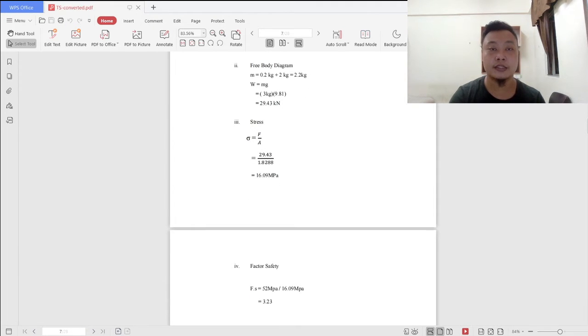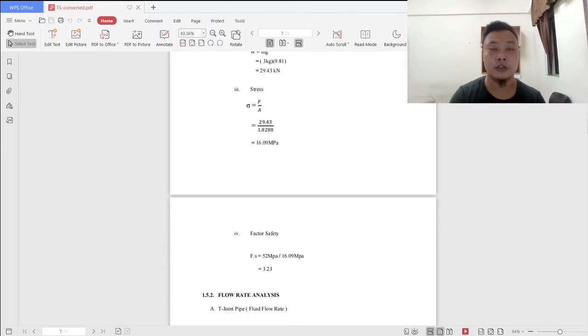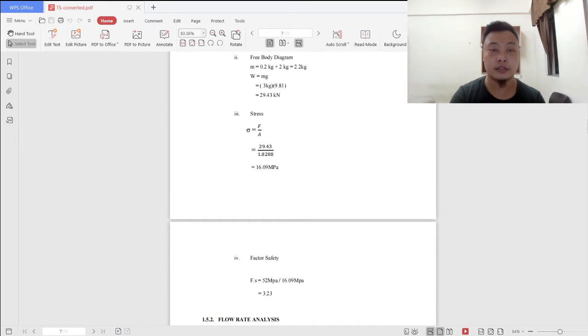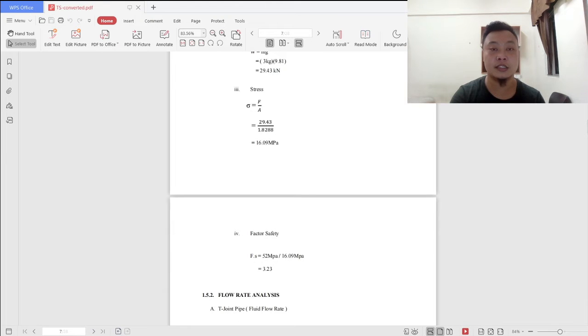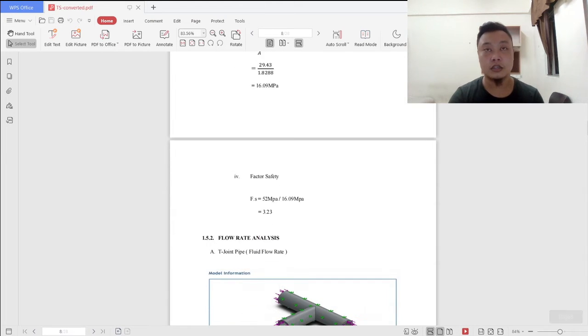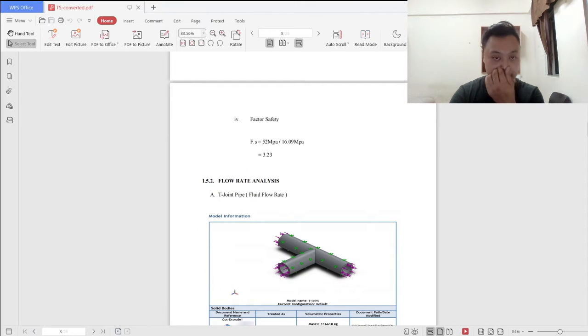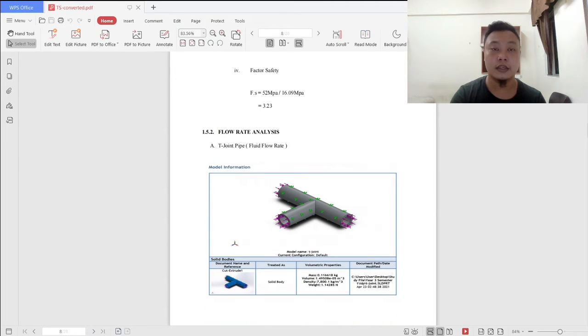So the weight I get is 29.43 kilonewton. For the stress of the structure, the formula is F over A, that is 29.43 over 1.8288, so the stress is 16.09 MPa. Last but not least, the important part is the safety factor. The formula is 52 MPa over 16.09 MPa, and the safety factor I get is 3.23. That is the safety factor for the structure.